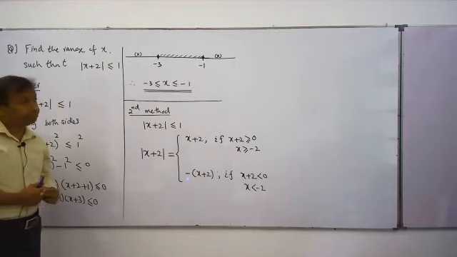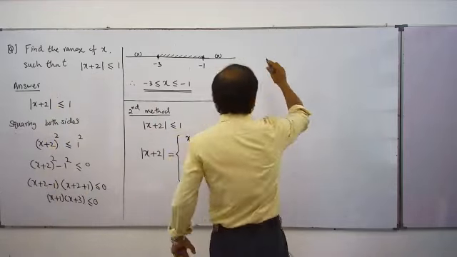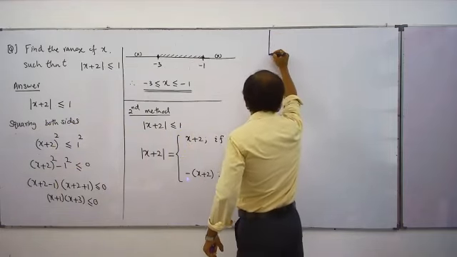Now what we do, people, is mark this on the number line under the second method.